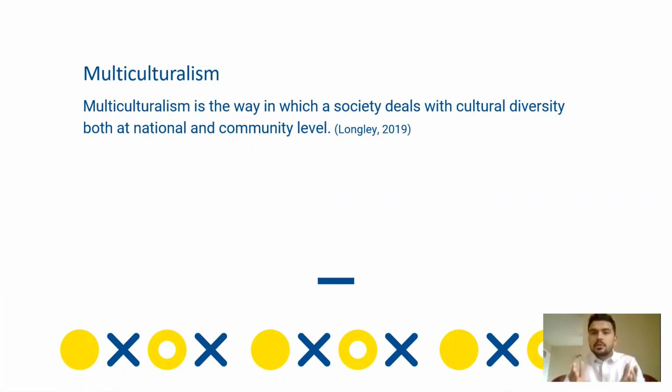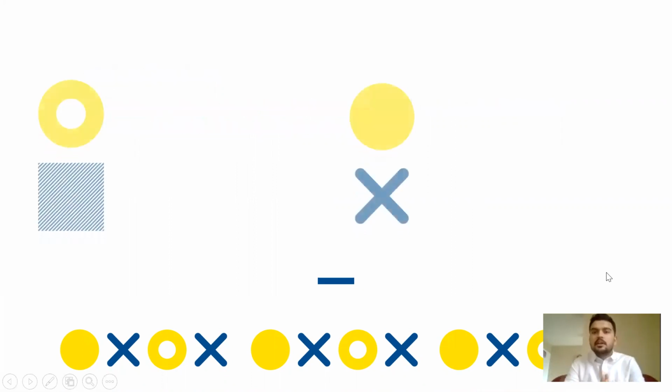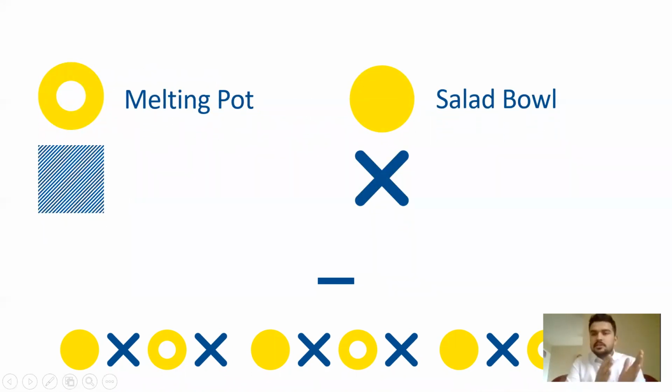There are two important theories that are associated with multiculturalism. The first one is the melting pot theory. It describes that immigrant groups tend to melt down. That means they vanish their own culture and follow a different culture. They don't want to remember their own tradition.